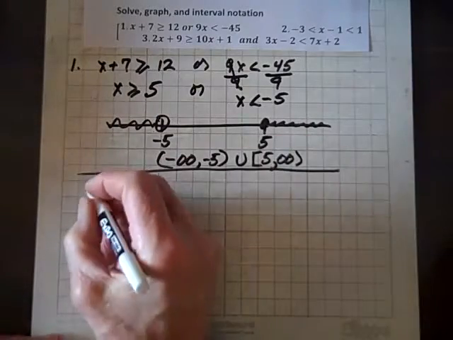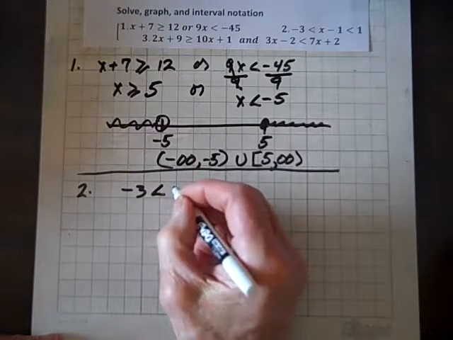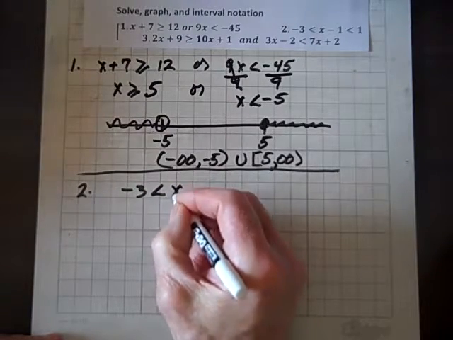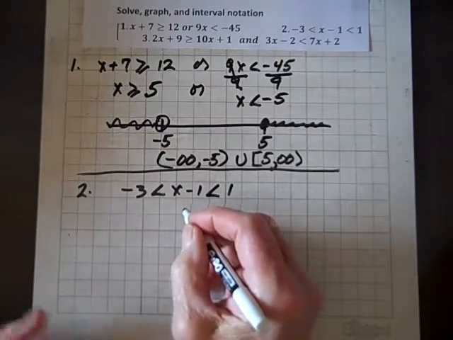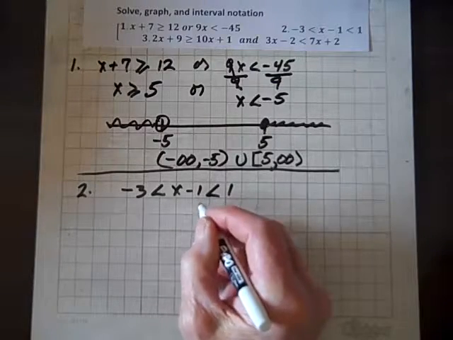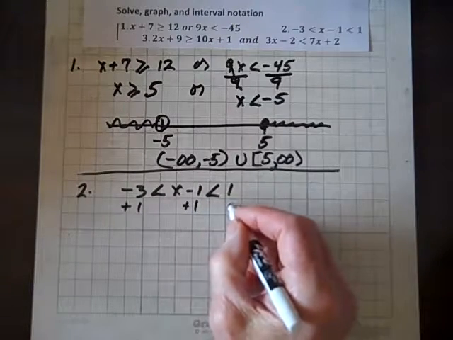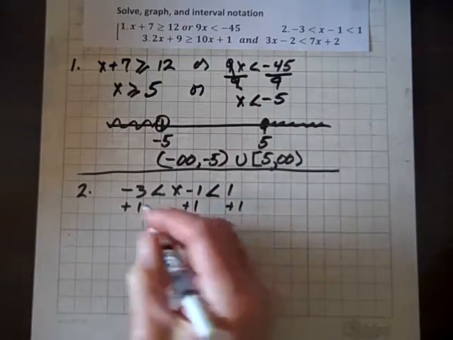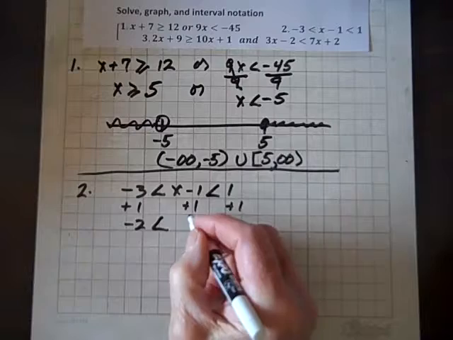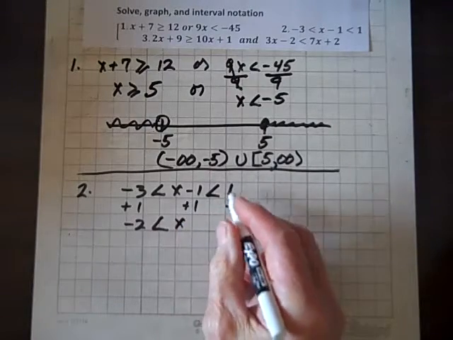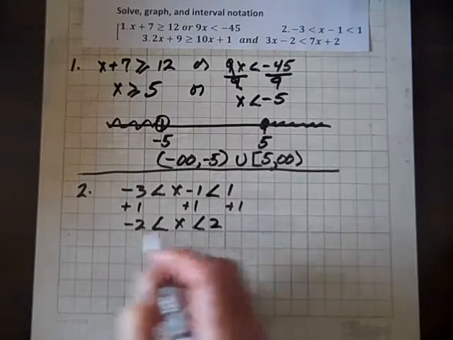Let's do number 2. And so we have negative 3 is less than x minus 1, which is less than 1. And our goal is to get x all by itself between the inequalities. So we'll just add 1 to each part. We've got 3 parts here. And so the sum of these two is negative 2. Here the 1's cancel out, and we have x all by itself, and 1 plus 1 is 2. So we've done it. We've isolated x between the two inequalities.